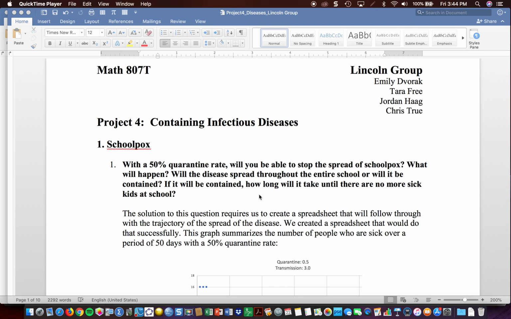Everybody, I'm here to present the first two questions on the group assignment from this week. The big part of this project was creating a spreadsheet that would model what would happen with the different parameters put in for quarantine rate and for transmission rates. I'm going to walk through how I set up the spreadsheet for the first one, and then I'll go through the answers for the first question and the second question both.